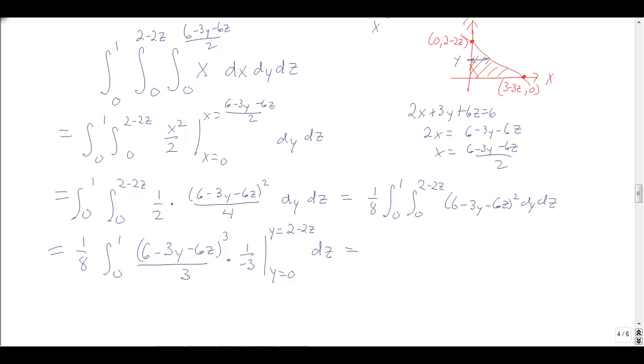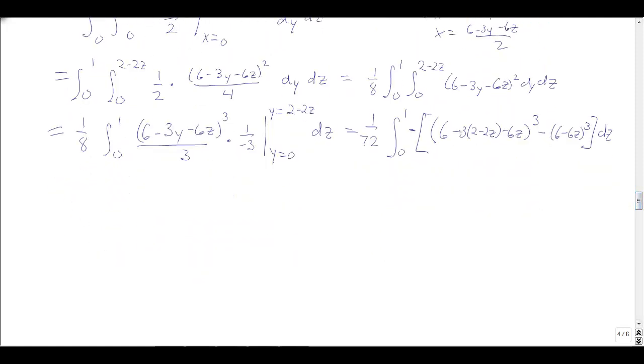Okay, so I have 3 and 3. That's not 9 times 8, I get a 1 over 72. I'm going to leave that negative for the time being because I know what's going to happen here. So what I'm going to get is when I plug in y equals 2 minus 2z, I'm going to get (6 minus 3 times (2 minus 2z) minus 6z) cubed. And then I have to make sure I plug in the y equals 0. That's going to give me a minus (6 minus 6z) cubed dz. And I've got that negative left inside, so I get a negative out in front here.